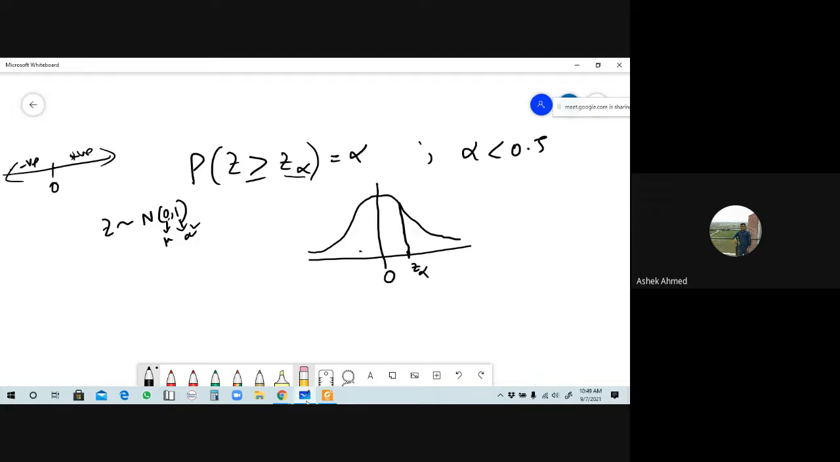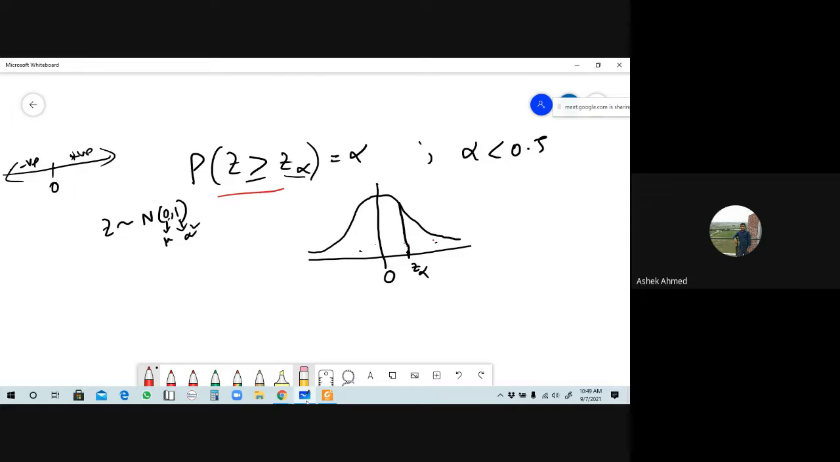Now from this concept tell me what you mean by probability of capital Z greater than or equal to z sub alpha. This implies either the right side of z sub alpha or the left side of z sub alpha. The term is Z greater than or equal to z sub alpha. Since it is greater than, which part does z sub alpha indicate, right side or left side? Right side.